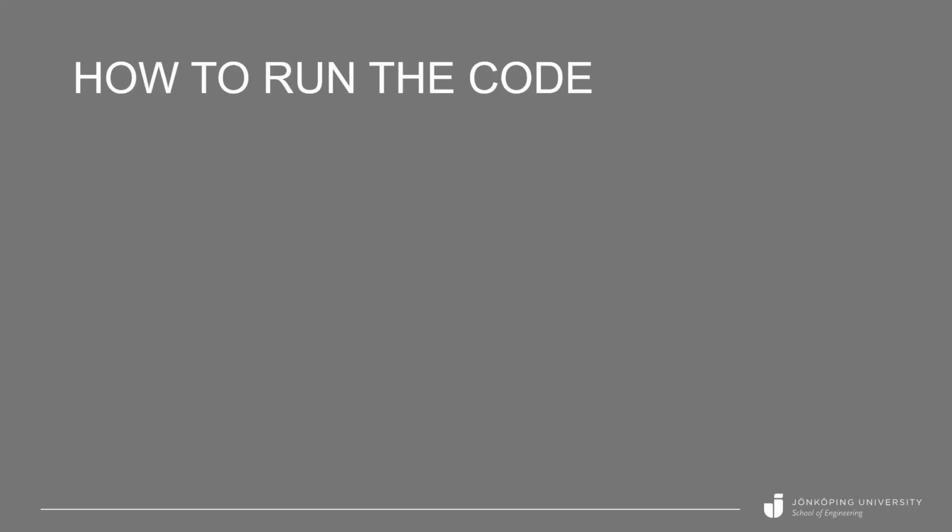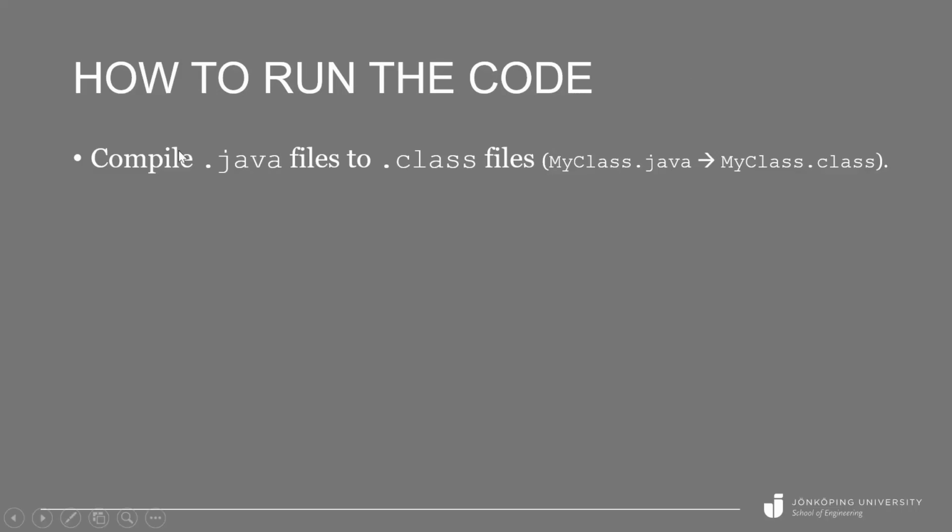Now that we've written the source code for our Hello World program, how can we run it? Well, the first thing we need to do is compile the Java code we've written in our Java file to bytecode that exists inside a .class file. So this file that we have at the moment, we need to compile into a file called MyProgram.class that contains the bytecode. To do this, we can use a command called javac.